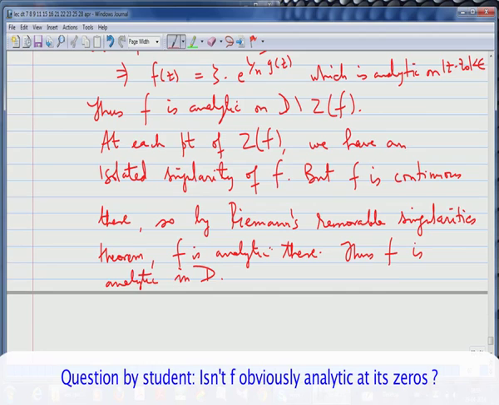You have a question? No, what we have proved is that around that point f is analytic. So if around a point a function is analytic, that point is automatically, by definition, an isolated singularity, and Riemann's removable singularities theorem applies. Okay.